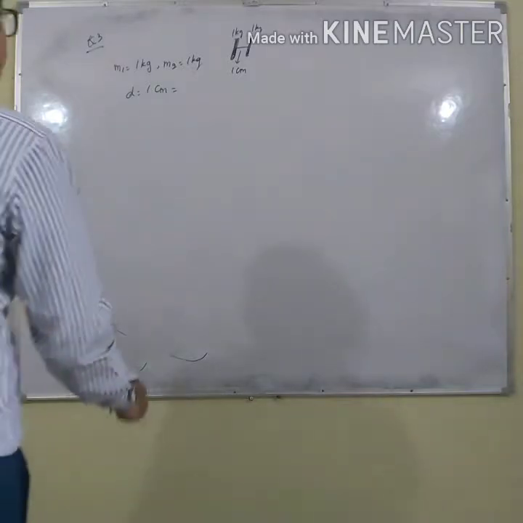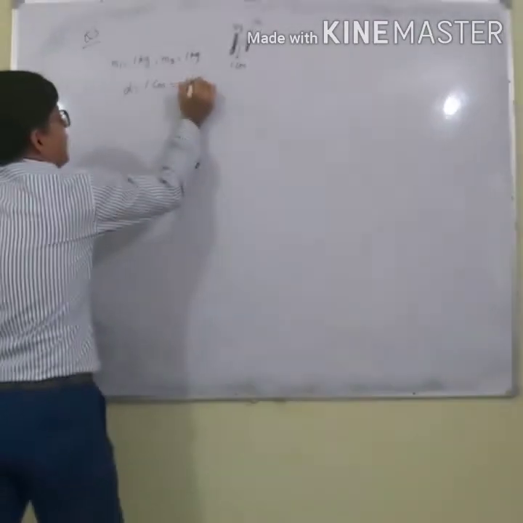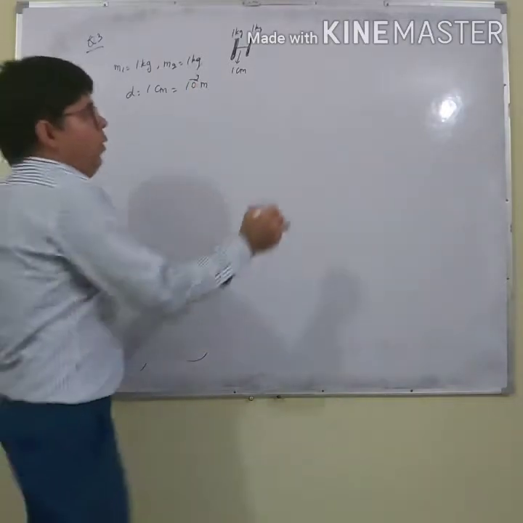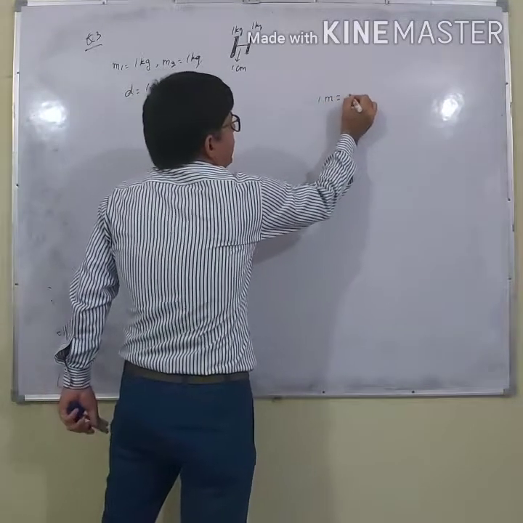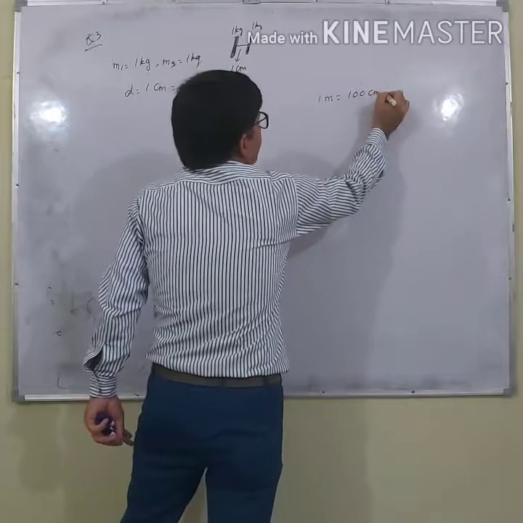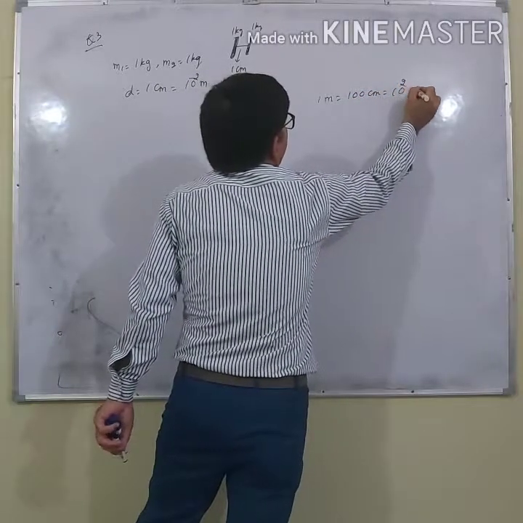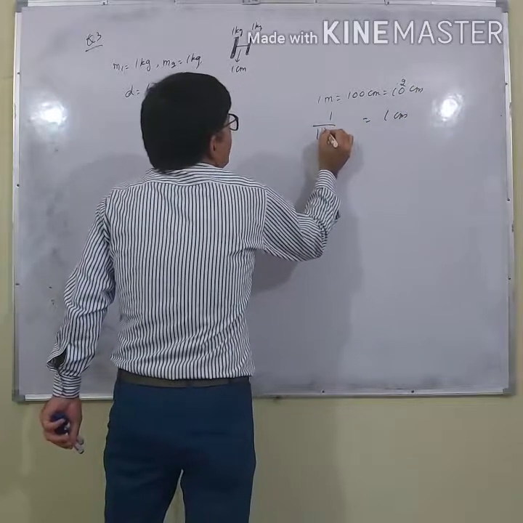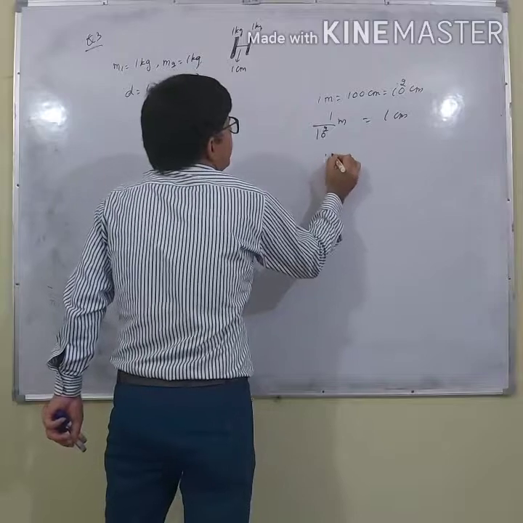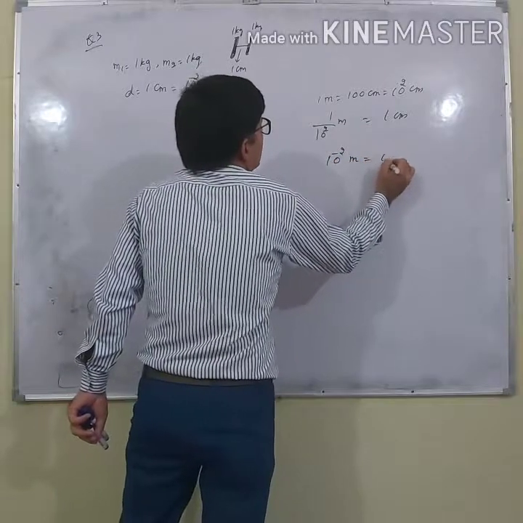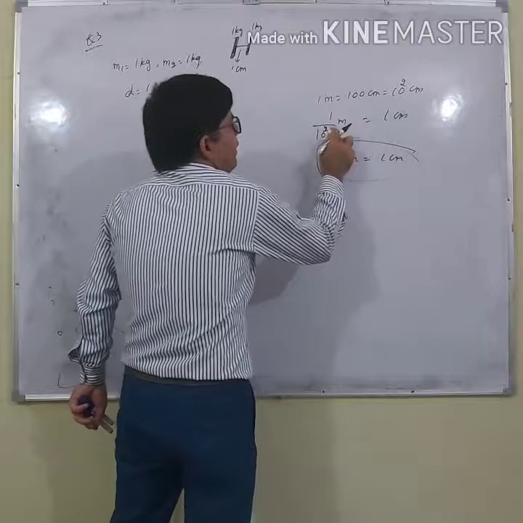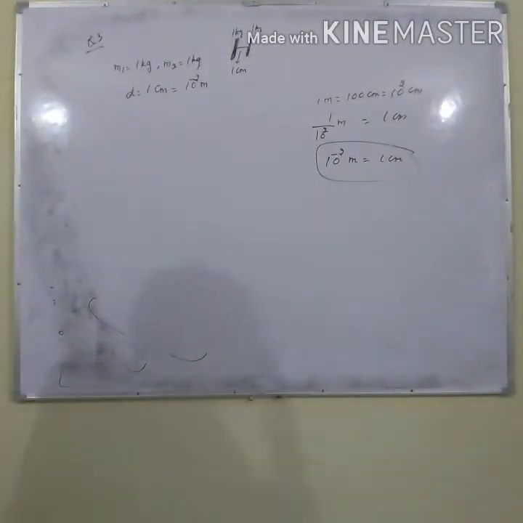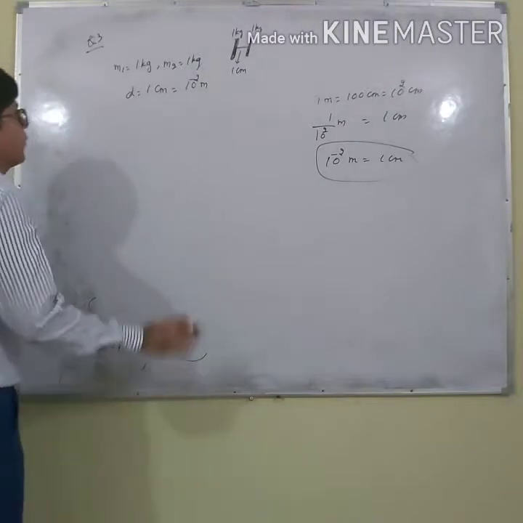Centi means 10 to the power minus 2. So 1 centimeter is 10 to the power minus 2 meter. How? 1 meter is 100 centimeter. 100 means 10 to the power 2 centimeter. So 1 centimeter is 1 by 10 to the power 2 meter. So I can say this is 10 to the power minus 2 meter, because when it moves up to the numerator, I have to change the sign of its power.